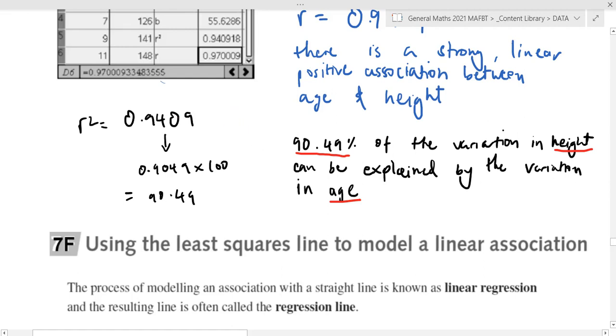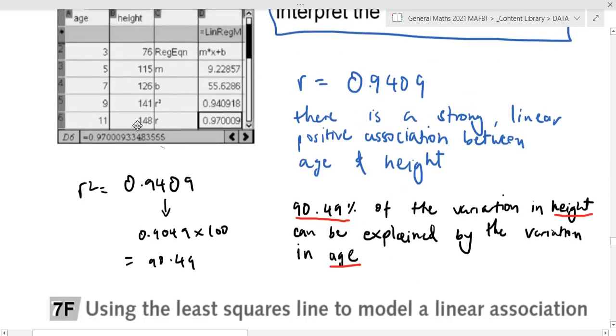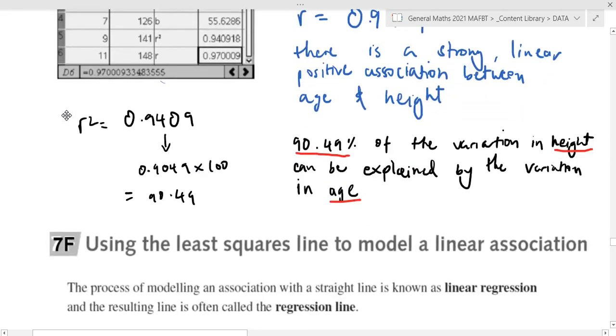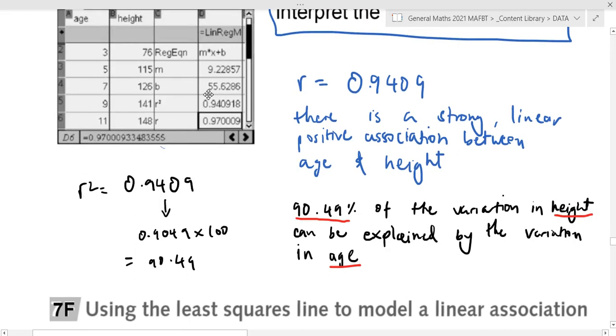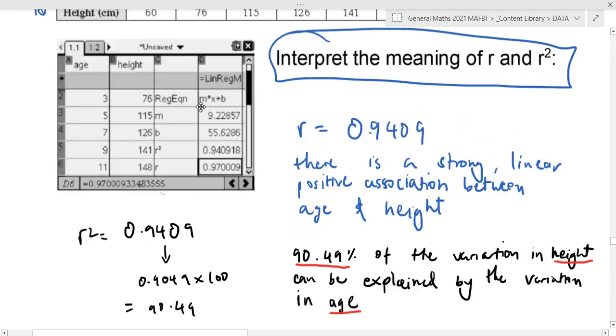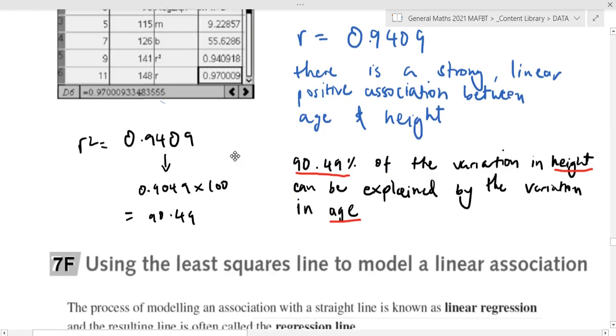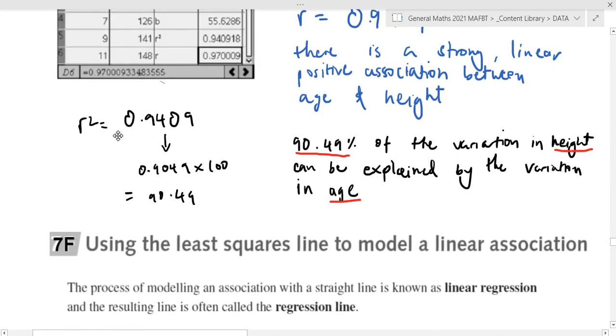Okay, when it comes to R squared, we use the R value. The R squared value can be obtained the same way as the R value on your CAS. And we use percentage, by the way, for the R squared when we interpret.